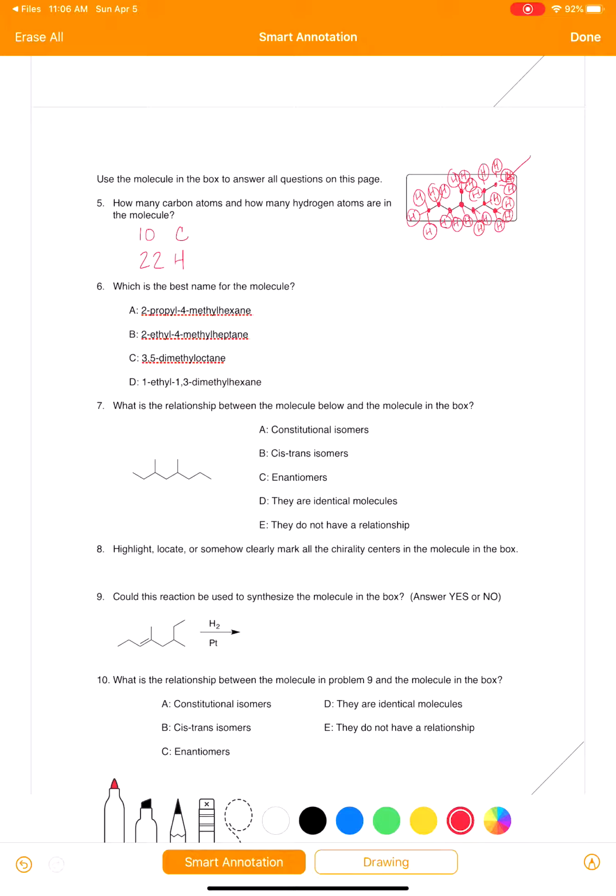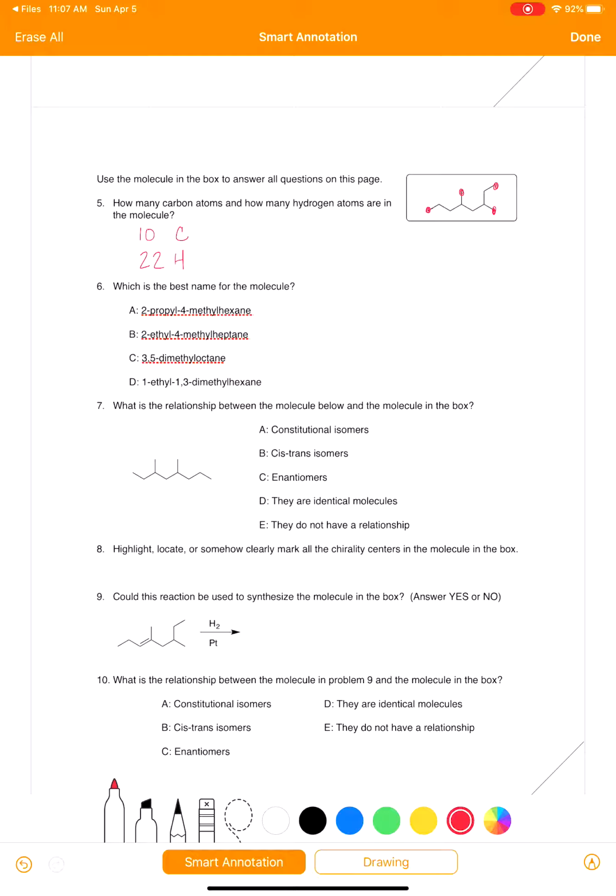What is the best name for the molecule? Well, I made a mess all over it. Let's erase it. Best name for the molecule. So we need to find the longest continuous chain of carbon. That means we can start at any ending. We could start here, here, here, or here. And we need to connect any two dots that has the longest possible pathway.